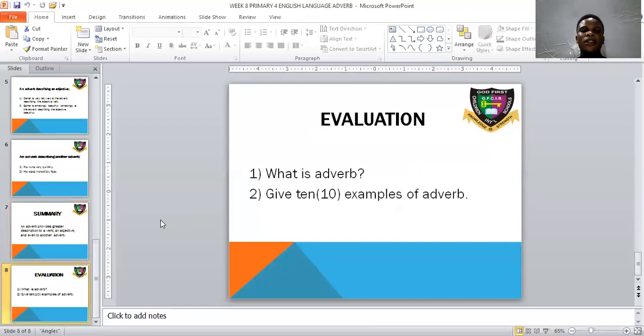Is that taken? Good. Now let's look at the evaluation. Now we said, what is adverb? What is adverb? We've done this, we've said this during the course of our lesson, what an adverb is. Now, the second one says, give 10 examples of adverb. Give 10 examples. I believe you can even give me as much as 100 examples of adverb. So just give me 10 of them. Give me 10 examples of what? Of an adverb. Is that understood?